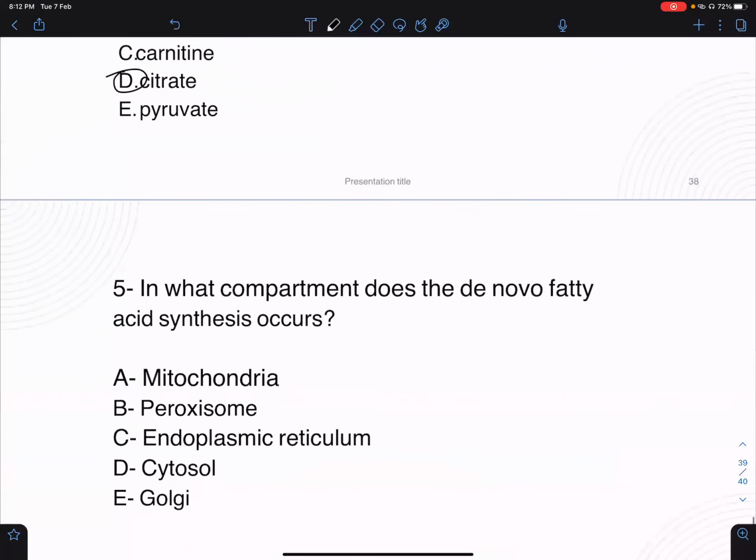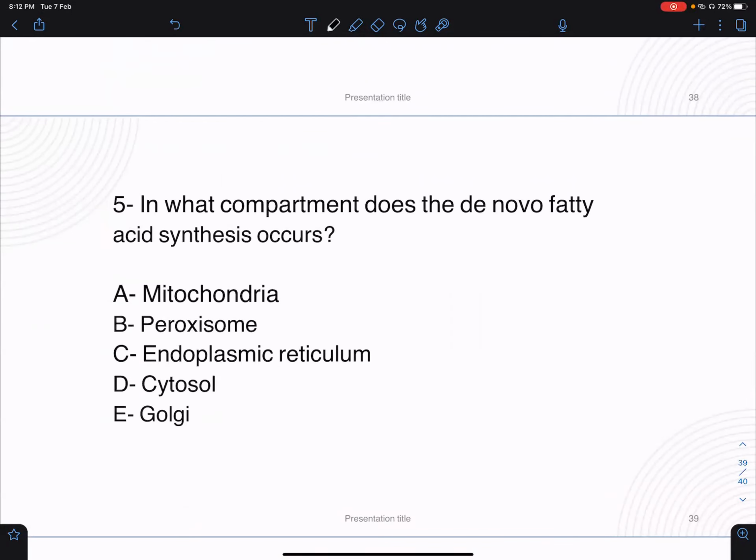This is the last question. In what compartment does fatty acid synthesis occur? B. Cytosol. Yes, exactly. So do you have any questions at all? Any part you want me to repeat? That's why we chose the B in question 1.